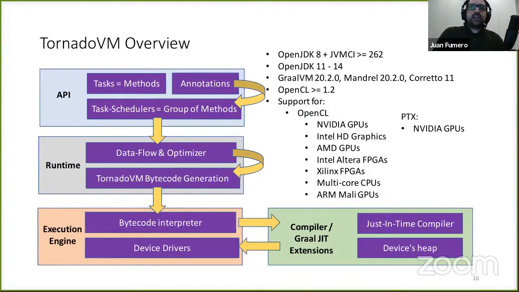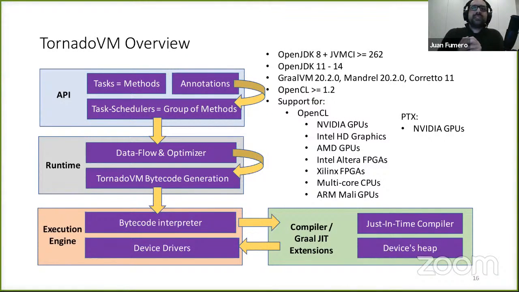So we have two backends, the OpenCL backend and the PTX backend. With the OpenCL backend, we can target any OpenCL compatible device. For now, we have support for NVIDIA GPUs, Intel integrated graphics, AMD GPUs, Intel FPGAs, Xilinx FPGAs, AMD multi-core or CPUs from Intel multi-core, and also ARM Mali GPUs. And for the PTX backend, PTX is proprietary to NVIDIA, so we can target NVIDIA GPUs.